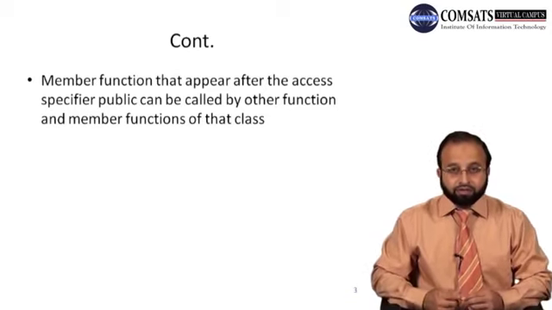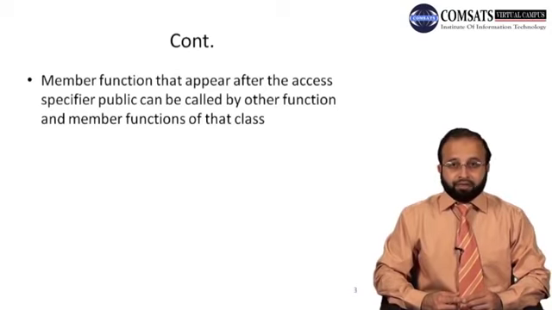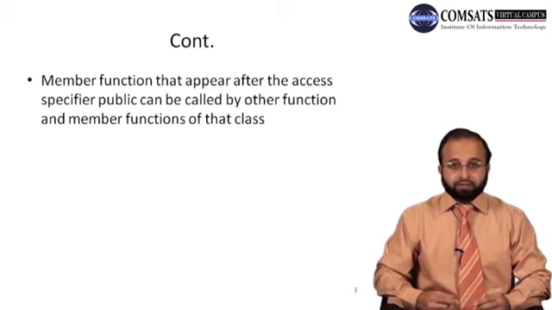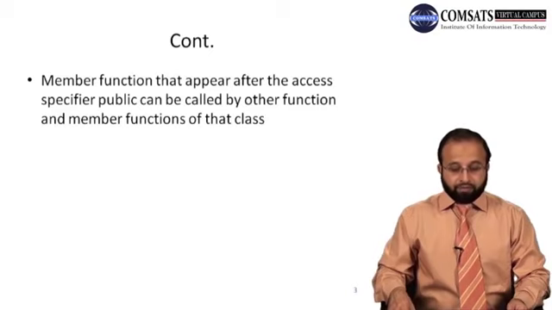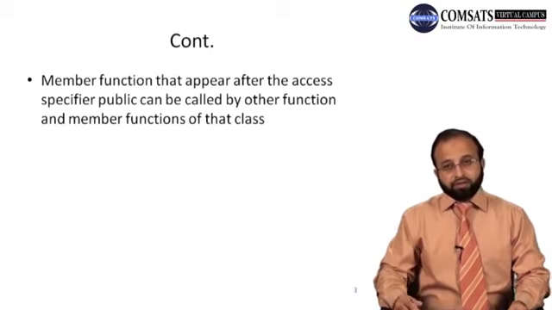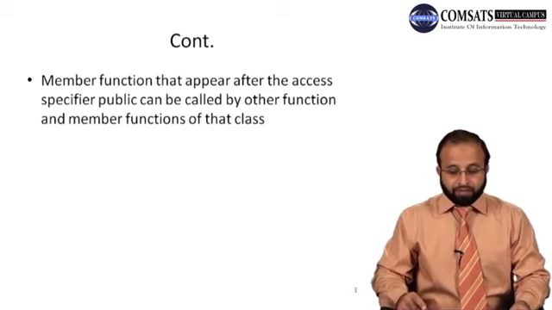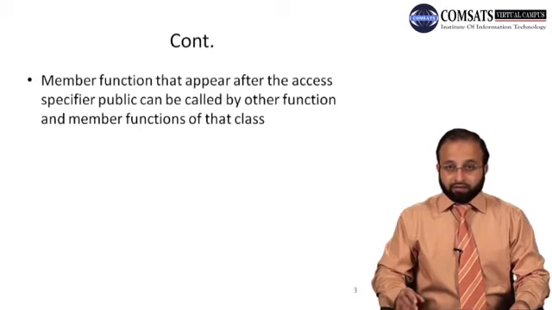So you can call any function within the definition of that class. For example, there is function 1, function 2, function 3 in a definition of a class, and you can call function 1 from function 2 or function 3, right, by the other function and the member function of that class. By the other function means the functions that are outside the class. So a member function that appears after the access specifier public can be called by other functions, that is, the functions that are not part of the class definition, and the member functions of that class. The member functions of that class means the functions that are inside the class definition.